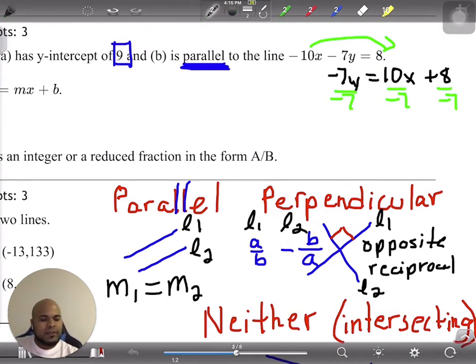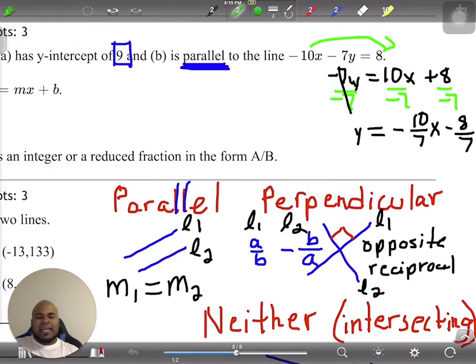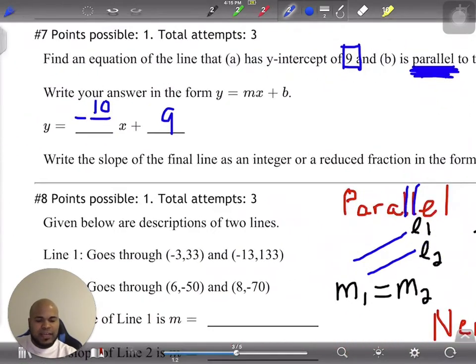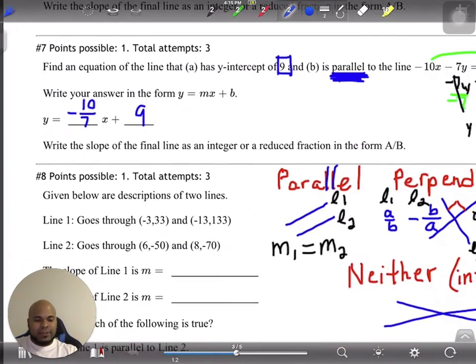And when I do that, this negative 7 will cancel, and I will get that y equals negative 10 over 7, because a positive divided by a negative is a negative, minus 8 over 7. Again, a positive divided by a negative is a negative. The only thing I care about in this equation is the slope, because I want it to be parallel. Parallel lines have the same slope. Therefore, the answer here will be negative 10 over 7.